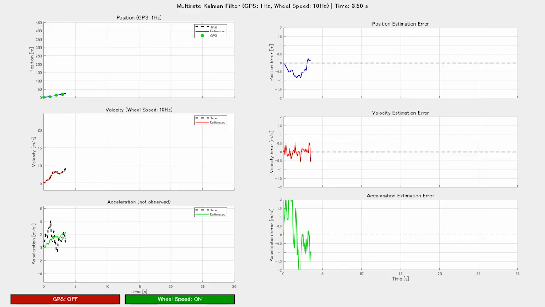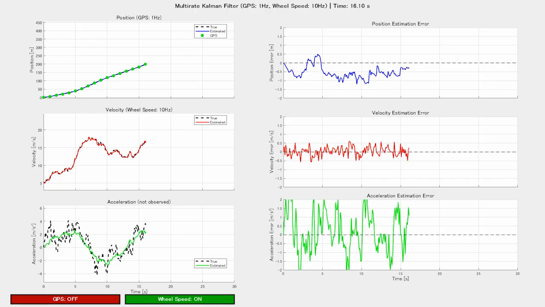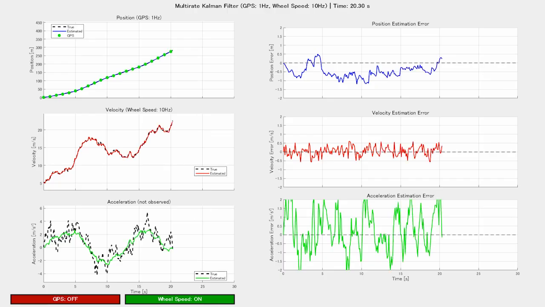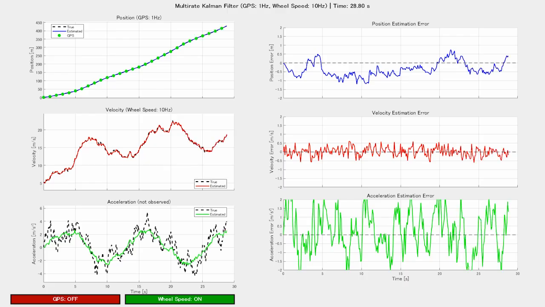The left figures are the true and estimated values of each state: position, velocity, and acceleration. The right is the estimation error. We can see the Kalman gains work well.